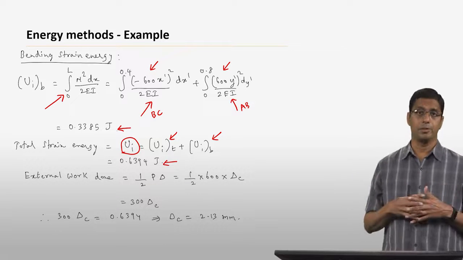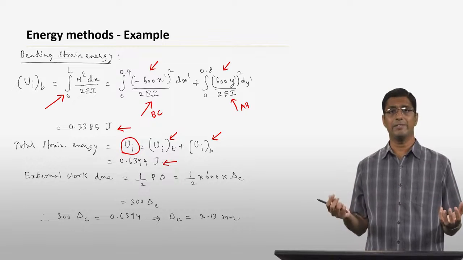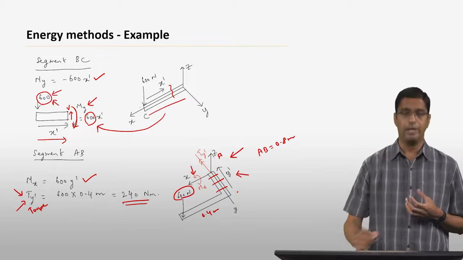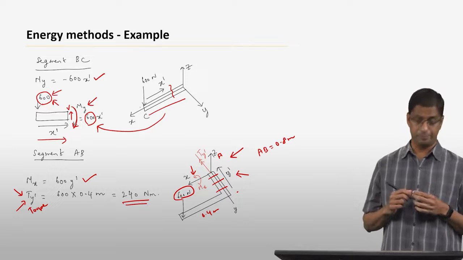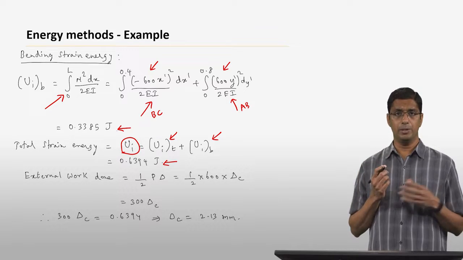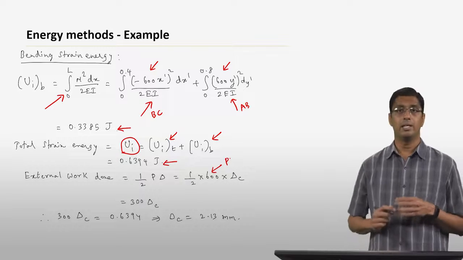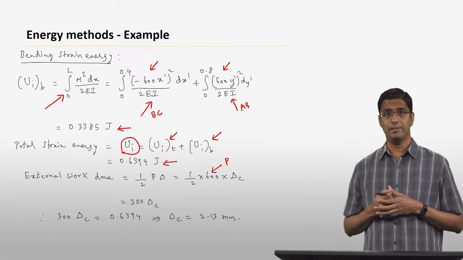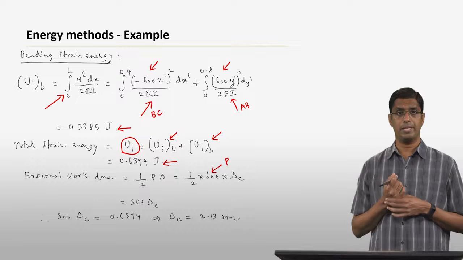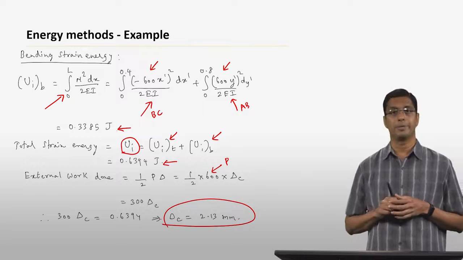Now we have found out what the total strain energy is. In this case, the strain energy has to equal the work done by the force P. You essentially have only one force of 600 Newton acting on the structure. So half P times delta, which is the work done by the force, has to be equal to the strain energy that we just calculated. In this case, P is 600. Delta is unknown. That is what we are interested in finding out. So half times 600 times delta C should be equal to 0.6394 joules. If you use that equation, essentially you get delta C to be 2.13 millimeters.